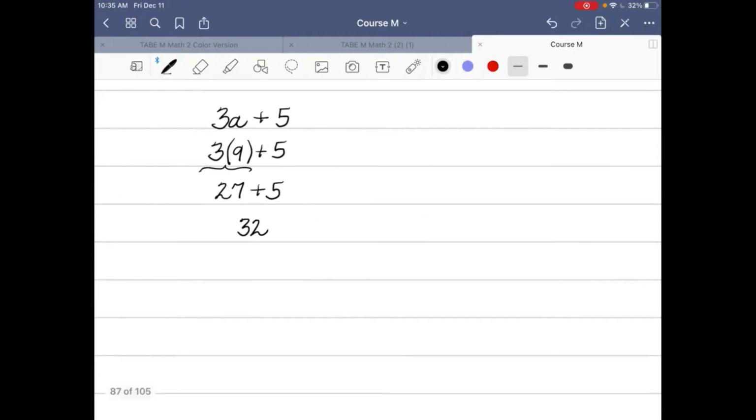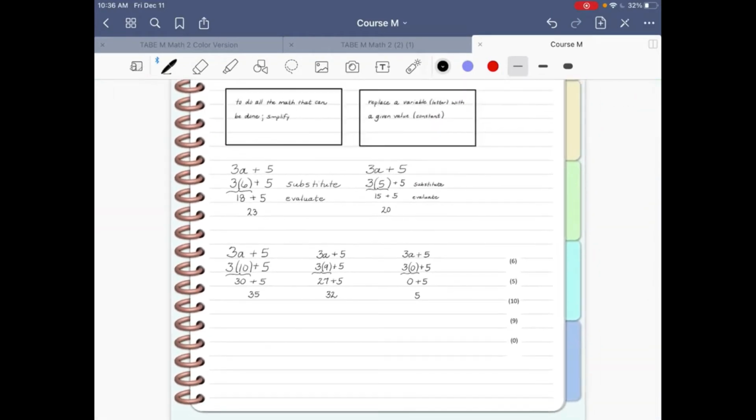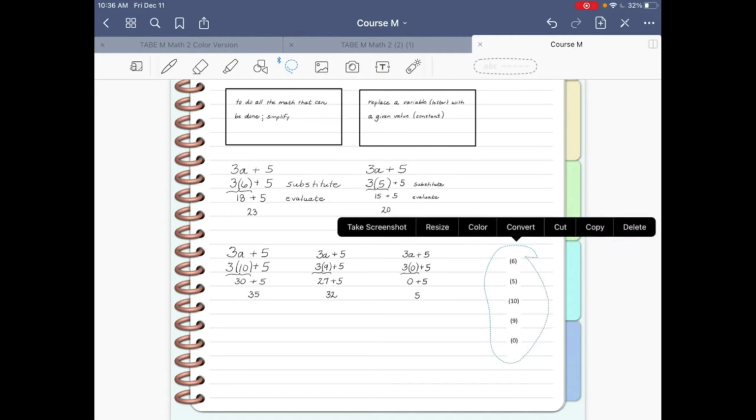And then finally, let's pull up the slider until we have the 0 in the viewer. You see how a is a variable. It's changing. Every time I pull the slider up, the value of this expression changes because a is changing. 3 times nothing is nothing. Plus 5 is 5. So a is a variable. a is changing every time I move the slider piece.